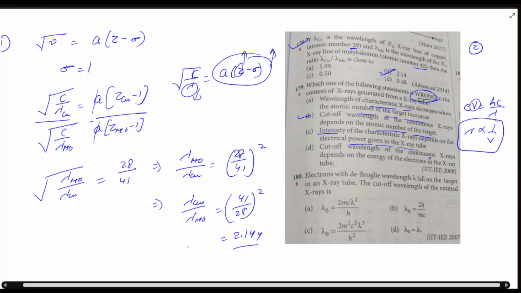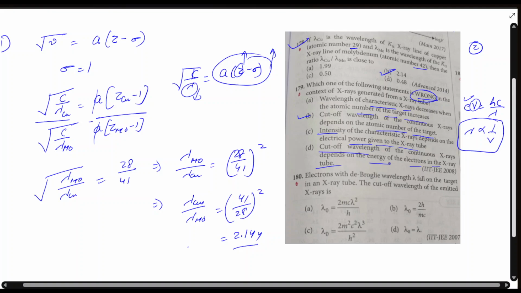The cutoff wavelength of the continuous X-rays depends on the energy of the electrons in the X-ray tube. So yes, this is correct again. That is what we have written here. Definitely the cutoff wavelength depends on the energy of the electron, not on the atomic number of the target. So option B is the answer.